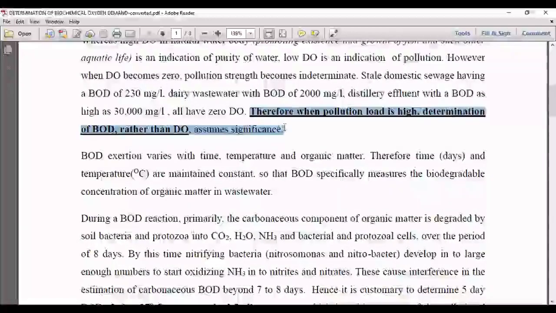So why not find out DO if the pollution is very high in a water body? Because it will only tell us whether the water is polluted or not, which is known beforehand. So to find out the pollution strength, we have to go for finding out the BOD, and hence determination of the BOD will gain significance in such cases.